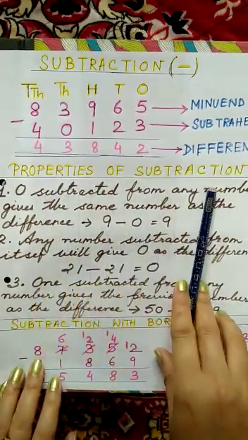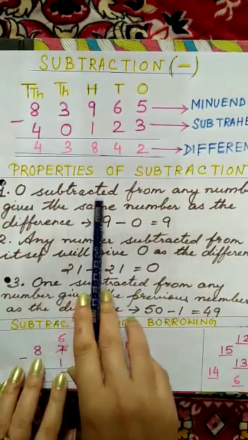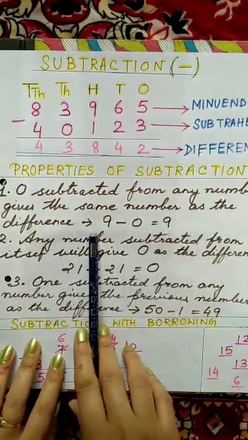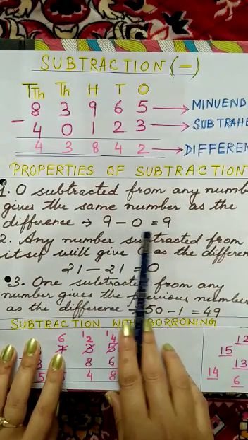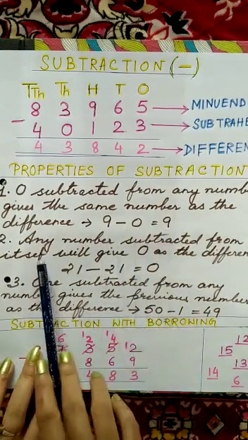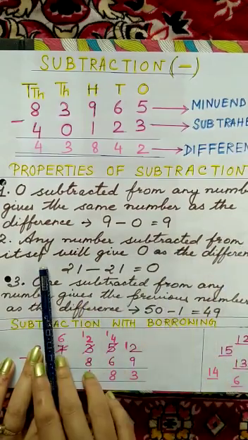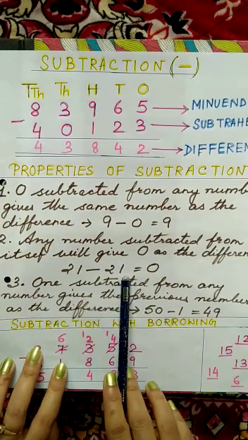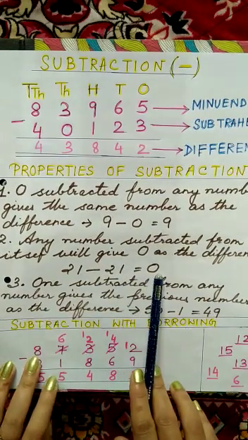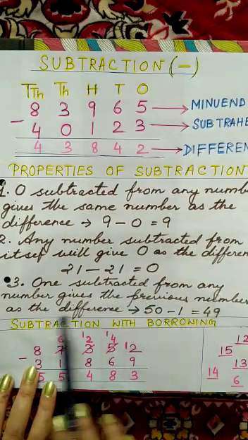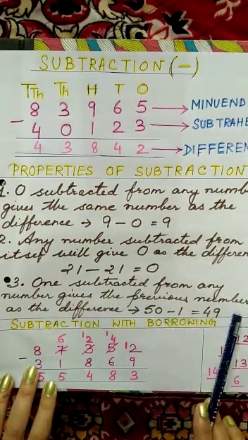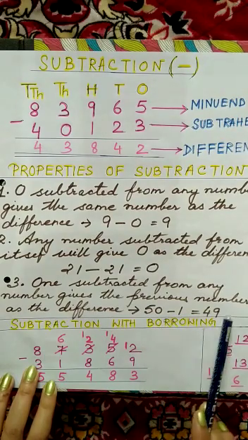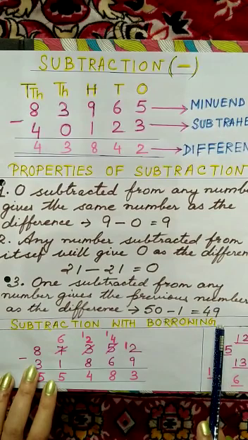Now, properties of subtraction. 0 subtracted from any number gives the same number as the difference. 9 minus 0 is 9. Any number subtracted from itself will give 0 as the difference. 21 minus 21 is 0. 1 subtracted from any number gives the previous number as the difference. 50 minus 1 is 49. Now this 49 is also called the predecessor.